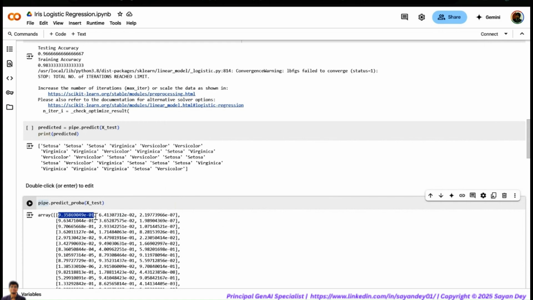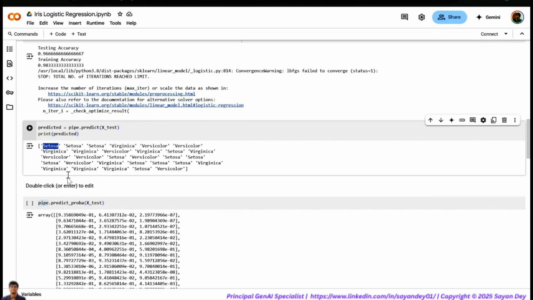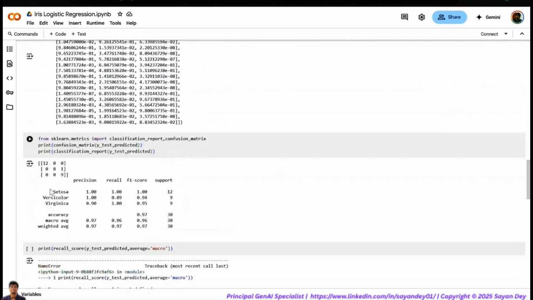Okay, this is 0.93. 10 to the power minus 1 corresponds to 0.93, which means there is a 93% chance that this is setosa. There is a 6.4% chance that this is versicolor, and there's a very, very small probability that it is virginica. So wherever the probabilities are high, the model will predict that particular class. So that's the way the default probabilities will go. But of course, you can keep your own thresholds and you can do it that way.